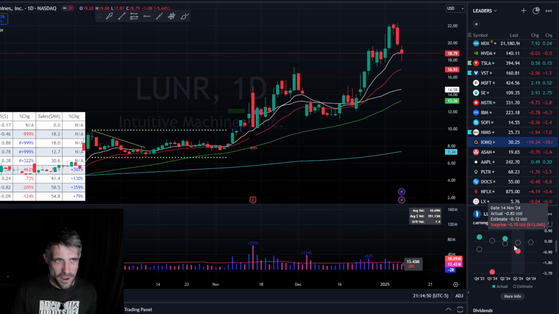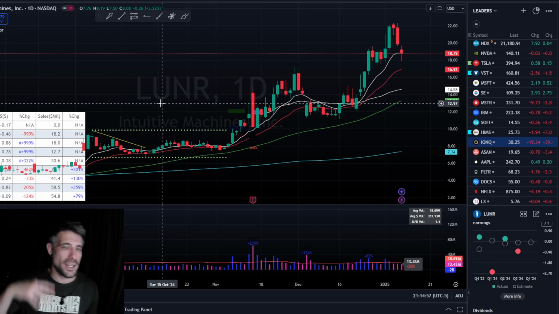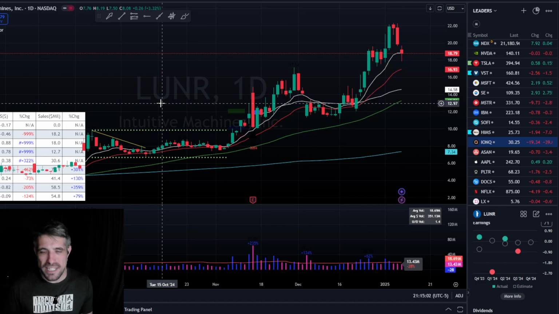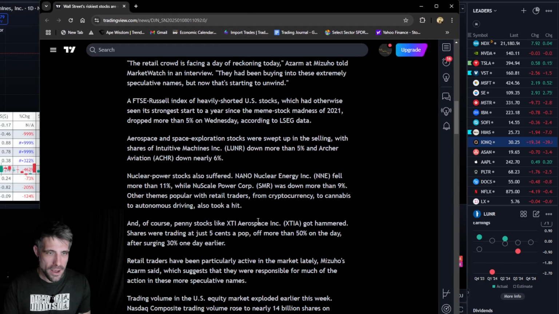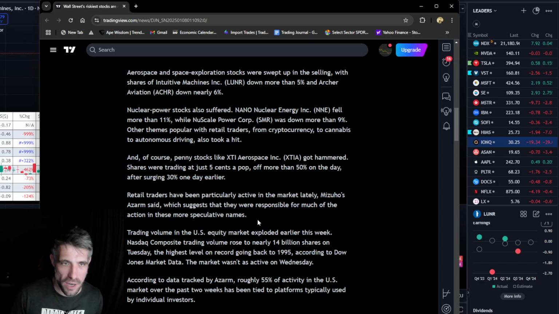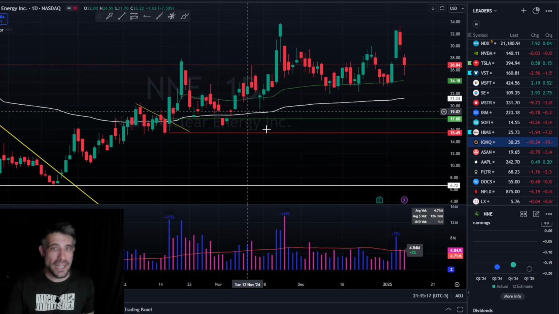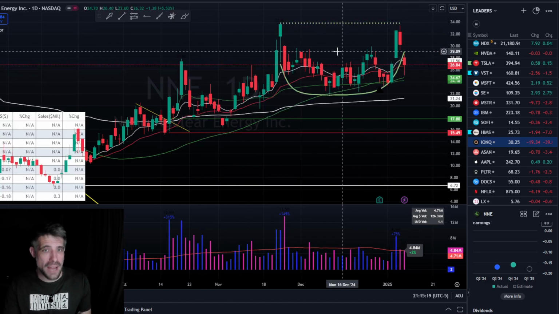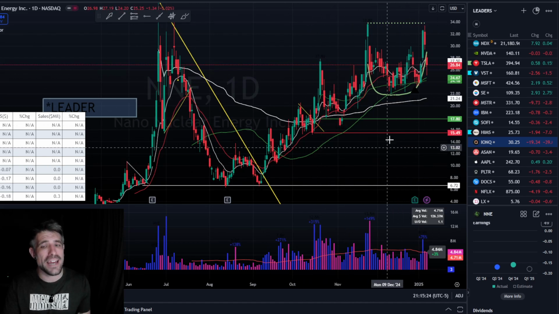It's not looking good. Okay, so again, this is a speculative stock because it's in aerospace, or because it's in quantum computing, or because it's in any of these futuristic type stocks. They are not earning money. It's all based on speculation and gambling. Also, nuclear power stocks also suffered. Nano Nuclear Technology, or NNE, fell more than 11%. Now, again, if we look at NNE, yes, it fell 11%, but it's still holding an uptrend. So it didn't take that big of a hit.